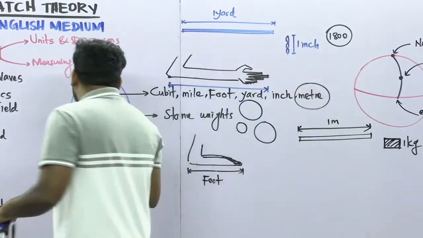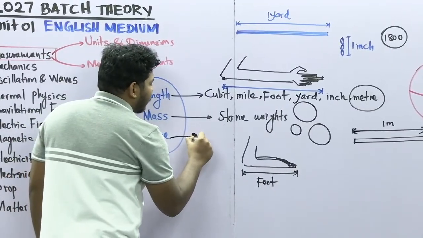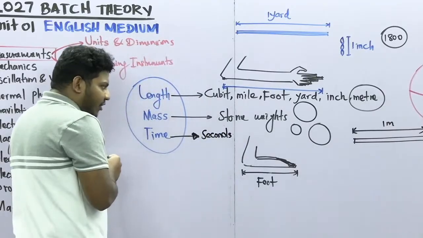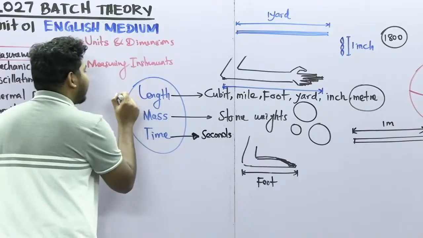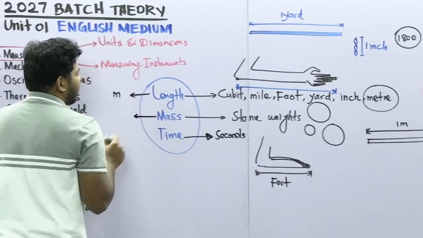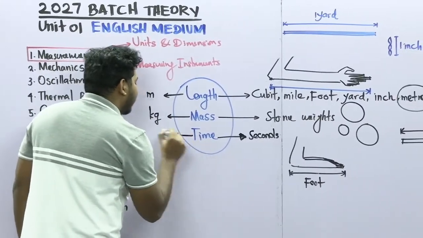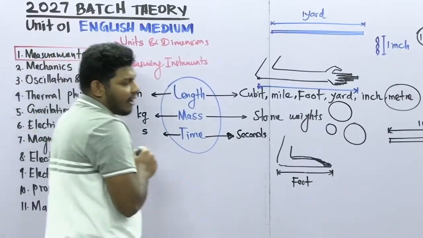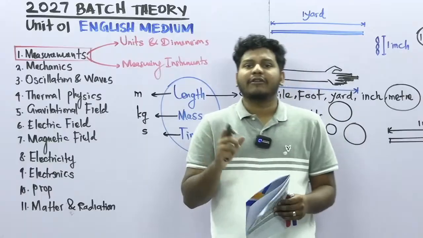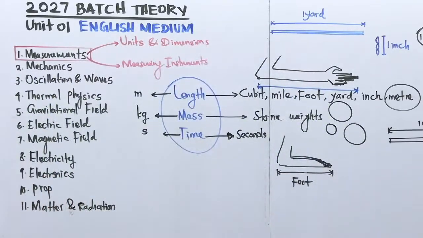Okay. So what about the time, guys? Normally time is measured using seconds. These are the units. For the length, it is meter. For the mass, it is kilogram, SI units. For the time, it is seconds. Okay, right. Now we are going to move to the physical quantities, guys.